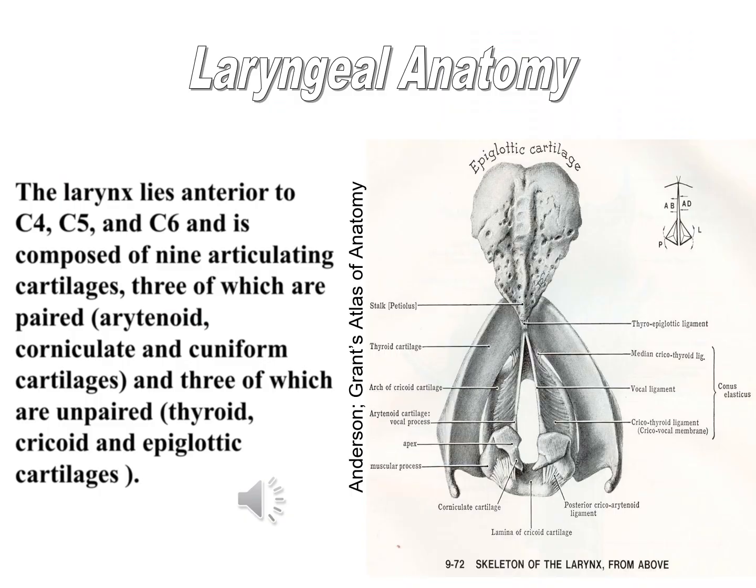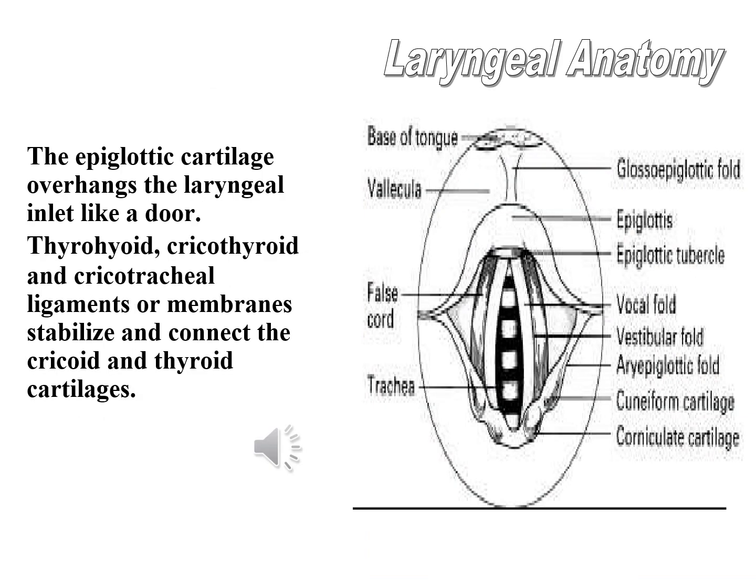Laryngeal anatomy. The larynx lies anterior to C4, C5, and C6 and is composed of 9 articulating cartilages, 3 of which are paired: arytenoid, corniculate and cuneiform cartilages, and 3 of which are unpaired: thyroid, cricoid and epiglottic cartilages. The epiglottic cartilage overhangs the laryngeal inlet like a door. Thyrohyoid, cricothyroid and cricotracheal ligaments or membrane stabilize and connect the cricoid and thyroid cartilages.